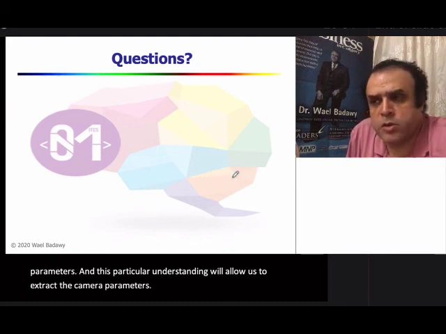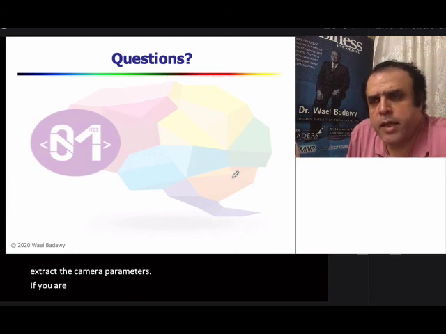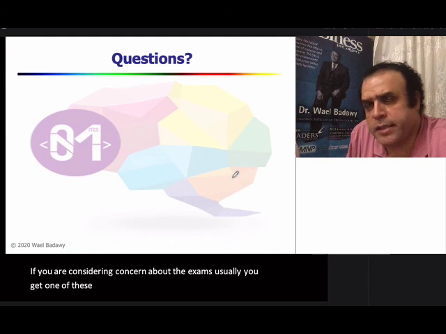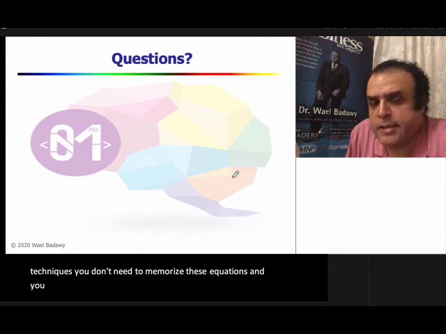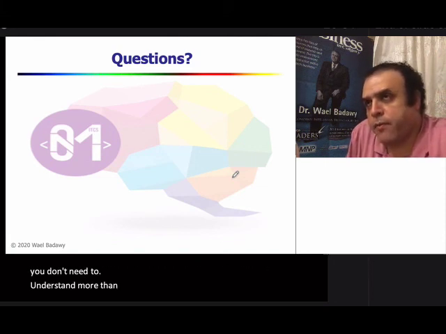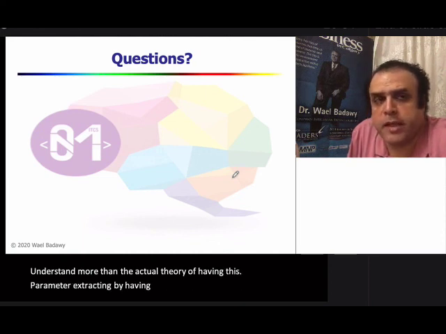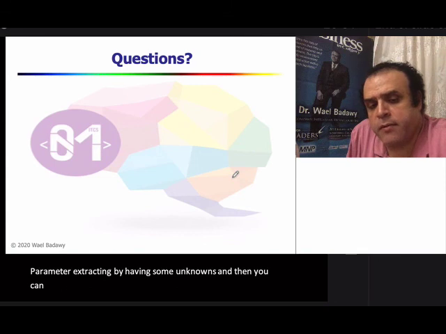If you are concerned about the exams, usually you get one of these equations and it will ask you how to do the techniques. You don't need to memorize these equations, and you don't need to understand more than the actual theory of extracting parameters by having some unknowns, and then you can solve the equations. The exams usually are very short, so there is no large problem to be solved.